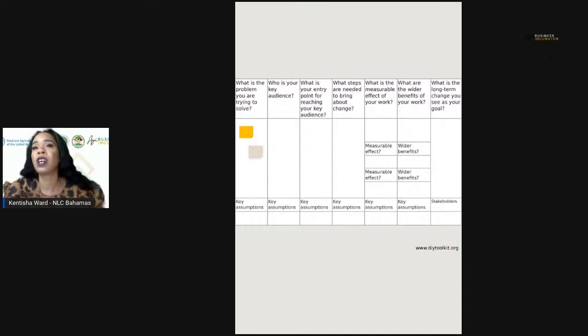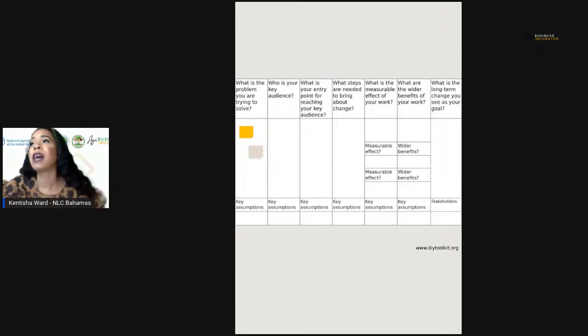Also, who is your key audience? Who is your problem focusing on? Also, what is your entry point for reaching your key audience? How are you going to reach your market? How are you going to reach the people who need to hear about the services that you offer? We all know about the farmers markets. We all know about maybe going to the grocery store and saying, hey, do you want to buy this sack of onions or buy these potatoes? But do you have a real plan of reaching your audience? Who is your audience? Where are they? Do you know how you're going to get to them? So these are some of the questions that you want to think about.